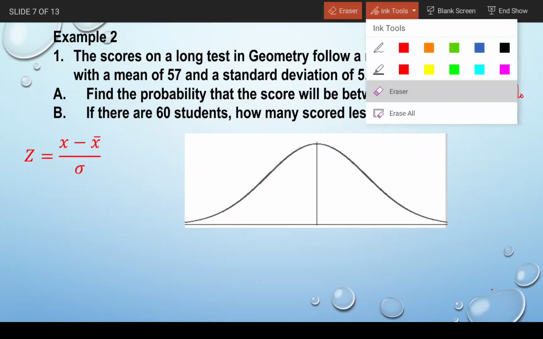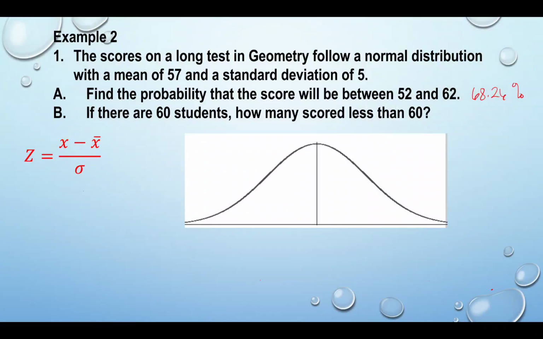So for this one, our mean will be 0, our standard deviation will be 1. We need the 60. So letter B, less than 60. So the z-score will be to change 60. So that is 60 minus the mean 57 divided by 5. That is 3 over 5, which is 0.6.